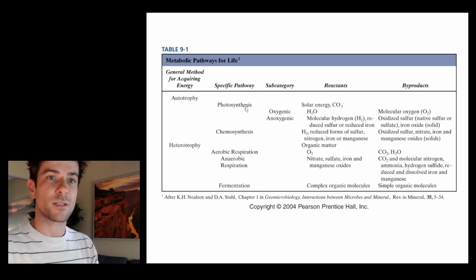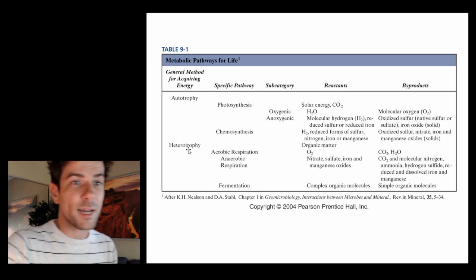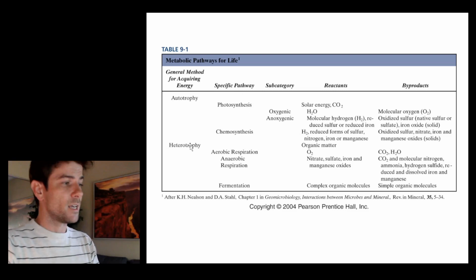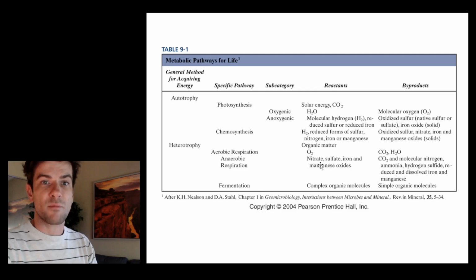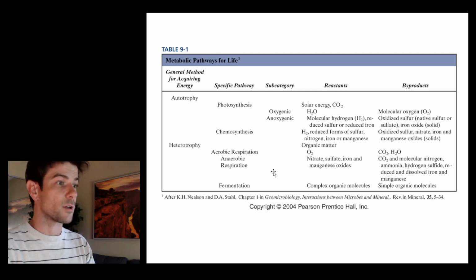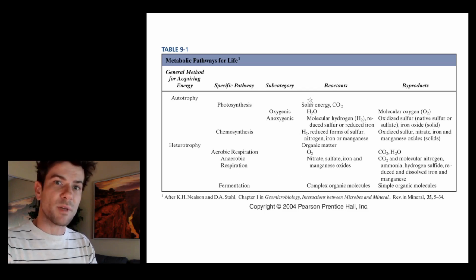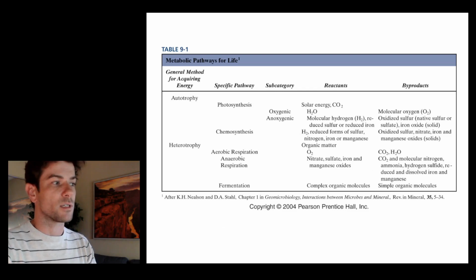They're fixing CO2 into organic material. Heterotrophy is taking organic material and breaking it back down into CO2, oxidizing it. And it can be done through aerobic pathways using oxygen, or it can be done anaerobically using things like nitrate or sulfate, oxidized iron or manganese. There are other things that can go in there as well. Right, so that basically sums up important metabolisms, and the byproducts of each process are listed there.